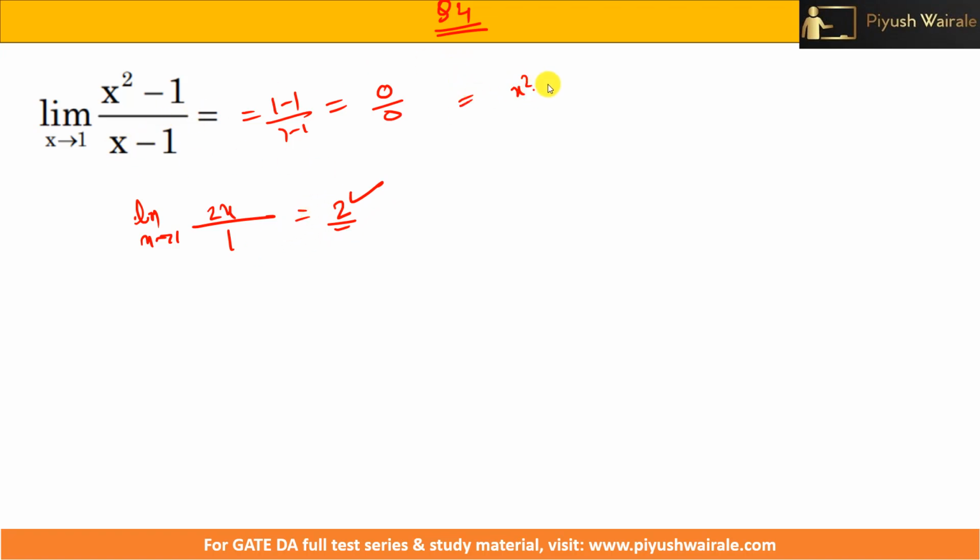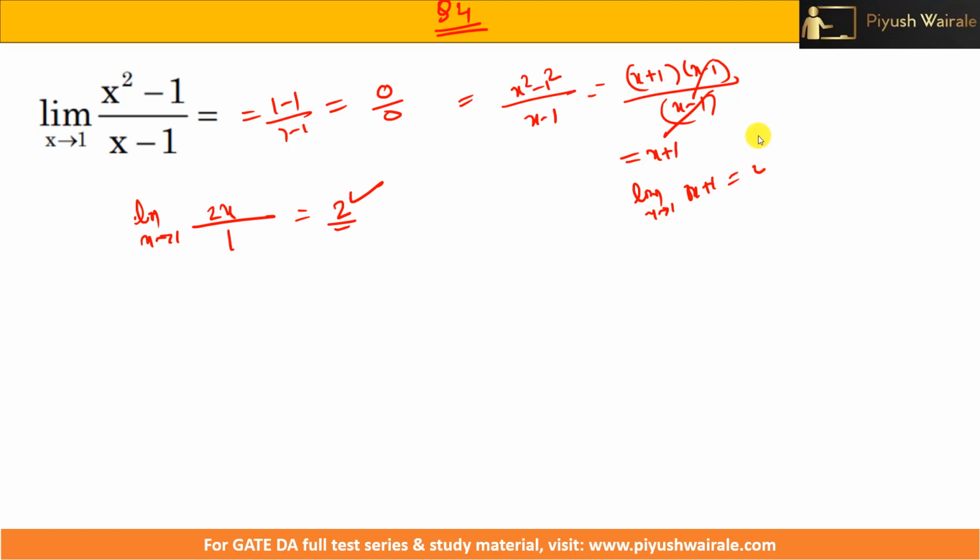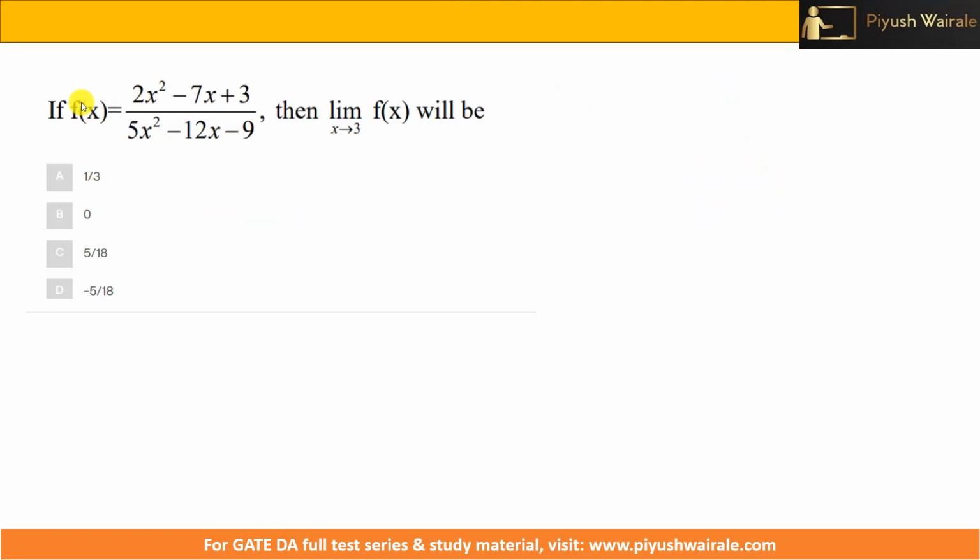So x square minus 1 square also, that is x minus 1. So you can simplify that. That is x plus 1 and x minus 1. Here also x minus 1. So x minus 1 will get cancelled, and as x tends to 1, x plus 1 will be 2 only, right? So that's it. Now what about this particular question?